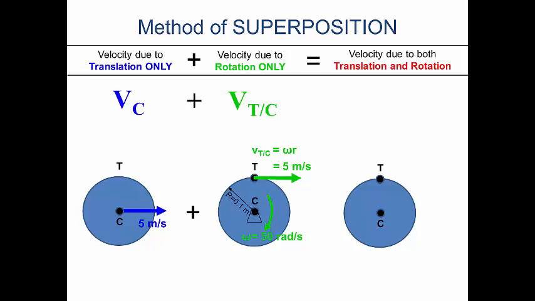Finally, we add the translation and the rotation together to get the actual velocity of the top of the ball. In this case, the velocity of the top is equal to the velocity of the center plus the velocity of the top from the perspective of the center. Notice that the velocity of the center is our translation, and the velocity of the top from the perspective of the center is the rotation. Our velocity at the top of the ball is equal to 5 plus 5, which gives us a velocity of 10 meters per second.